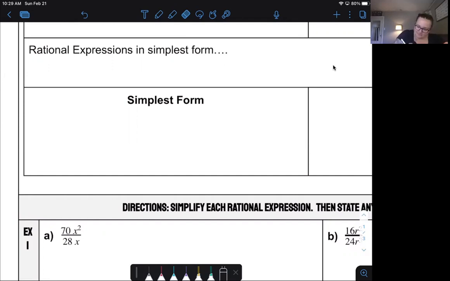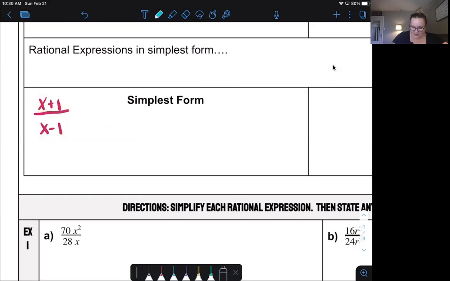So what does that mean? Let's say you have x plus 1 divided by x minus 1. So x plus 1 is a degree 1 polynomial. X minus 1 is a degree 1 polynomial as well. And they're being divided by each other. So it's a fraction made up of polynomial expressions.